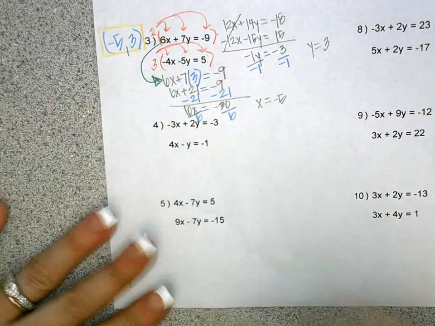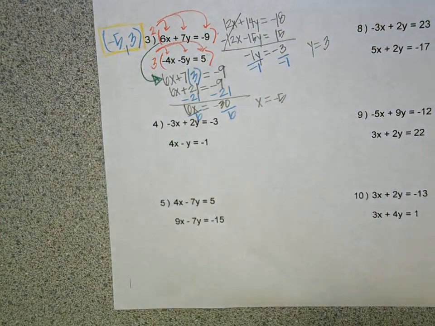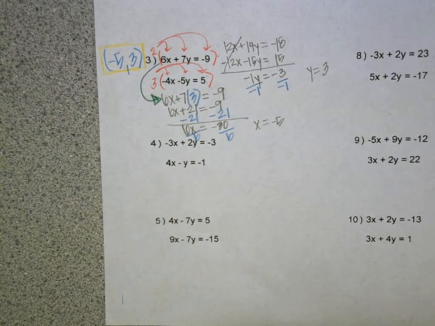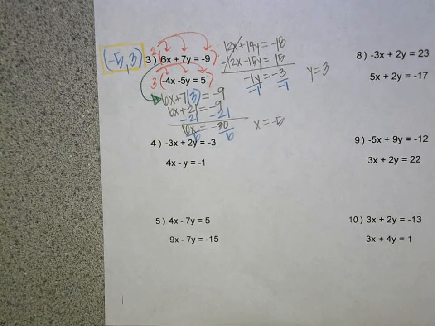Like I said earlier, these are all going to come out to be nice whole numbers. No fractions, no decimals. None of these answers will be fractions or decimals, not at all. Okay, do you want me to do number 4? Okay.